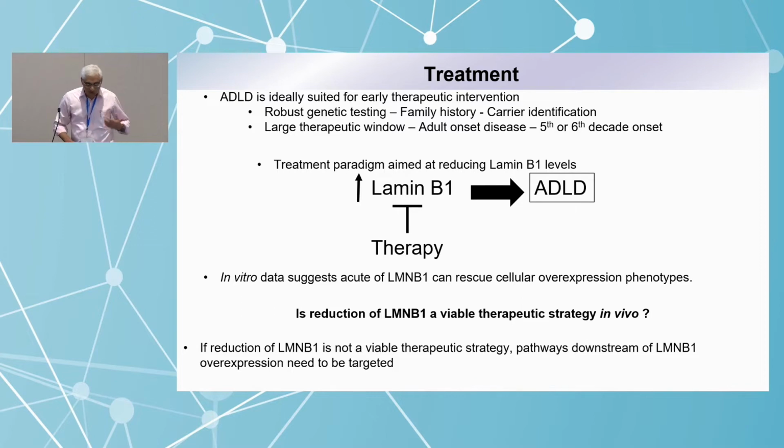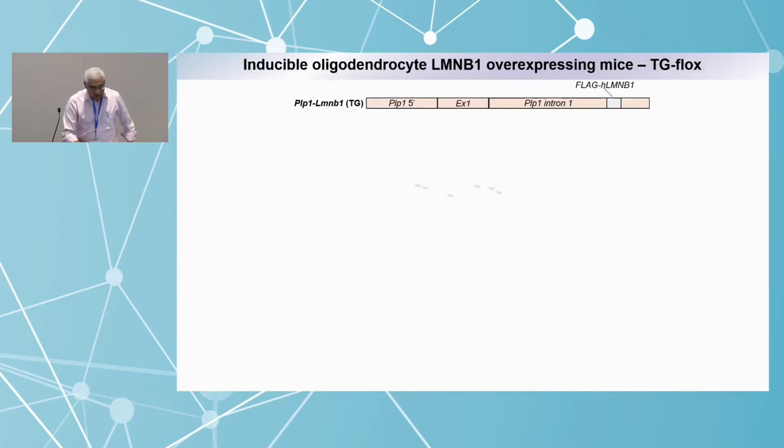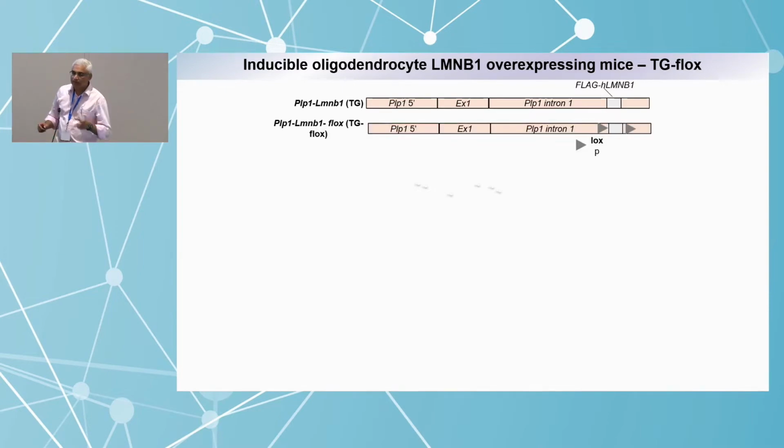Because if it is not, then you really don't want to waste your time developing all these different kinds of tools to reduce the level of this protein, right? So this is a really critical question for us to answer. So what we did was we used similar mice, but we made another mouse model where we introduce LoxP sites on either side of the lamin B1 construct.